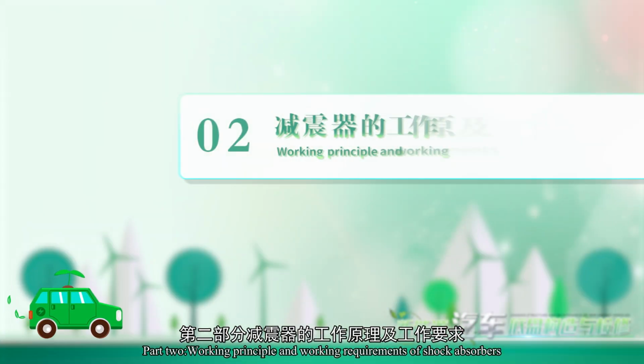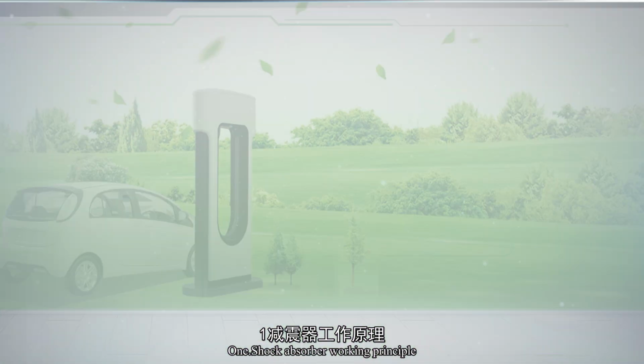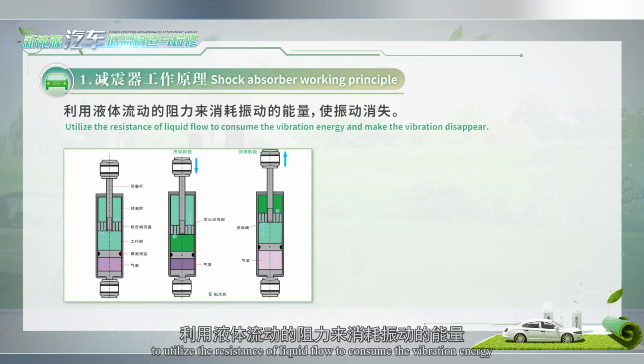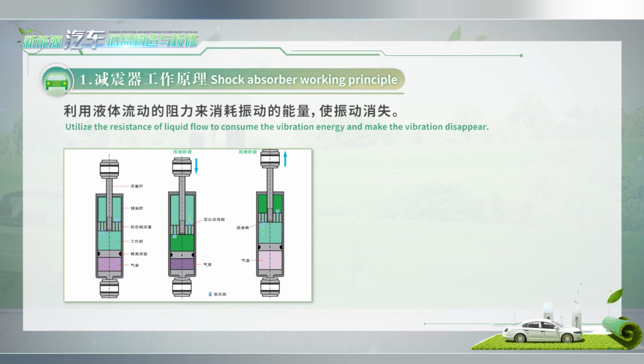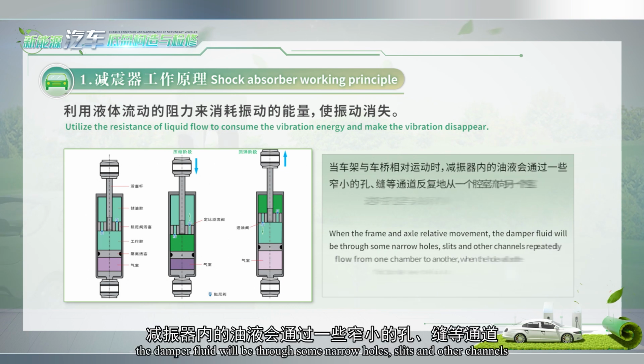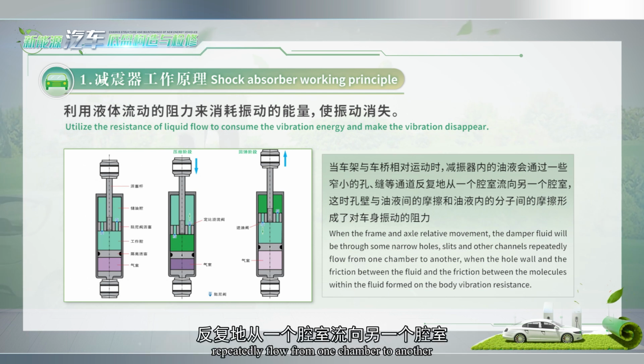Part 2. Working principle and working requirements of shock absorbers. 1. Shock absorber working principle. The working principle of the damper is to utilize the resistance of liquid flow to consume the vibration energy and make the vibration disappear. When the frame and axle move relative to each other, the damper fluid repeatedly flows through narrow holes, slits and other channels from one chamber to another.